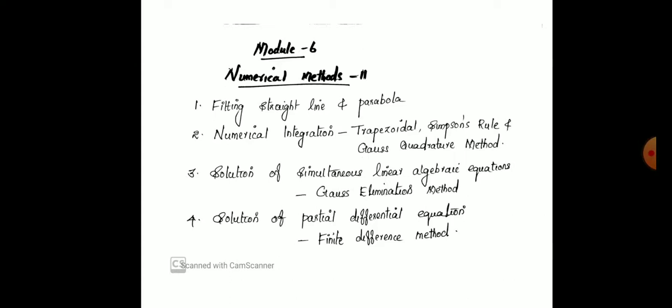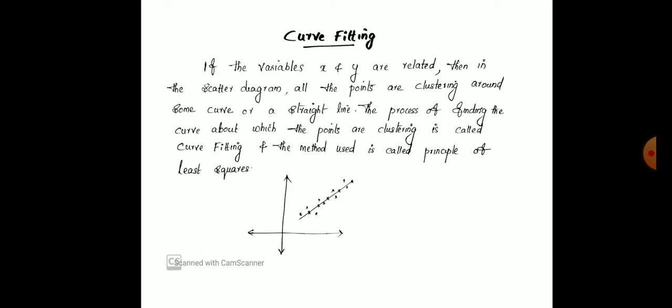The main topics in Numerical Methods 2 are: first, fitting a straight line and parabola; second, numerical integration using trapezoidal, Simpson's and Gauss quadrature methods; third, solution of simultaneous linear algebraic equations using the Gauss elimination method; and fourth, solution of partial differential equations using the finite difference method. The first topic is curve fitting.